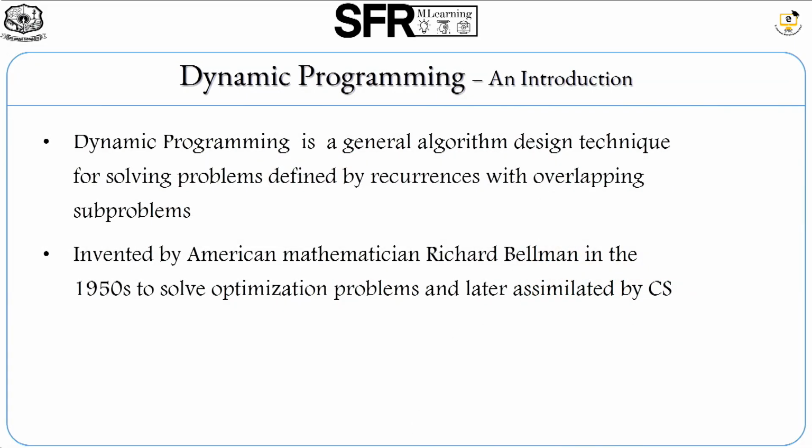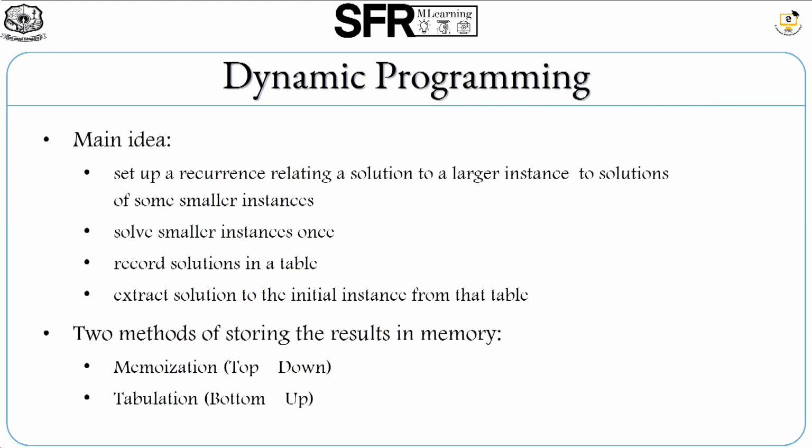So dynamic programming is a general algorithm technique to solve various data structure problems using recursion techniques with overlapping subproblems, which was invented by the American mathematician Richard Bellman in the 1950s to solve optimization problems. Later it was adopted by computer science. The main idea of dynamic programming is to set up the recursion of the solution to a large instance in terms of the solution of smaller instances. That is, to solve a smaller instance once and store the solution in a table, and extract the solution to the initial instance from that table.